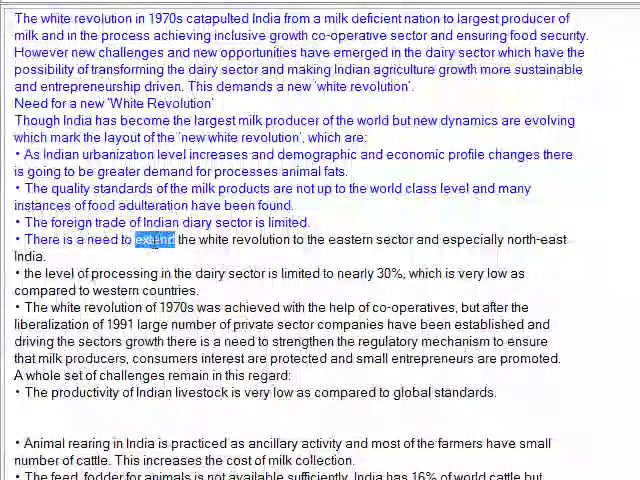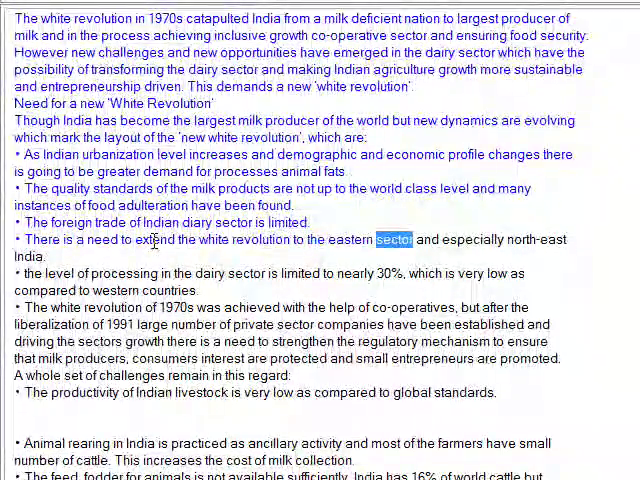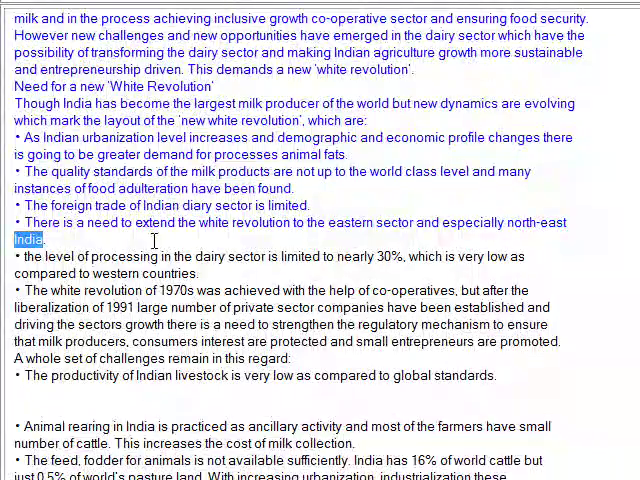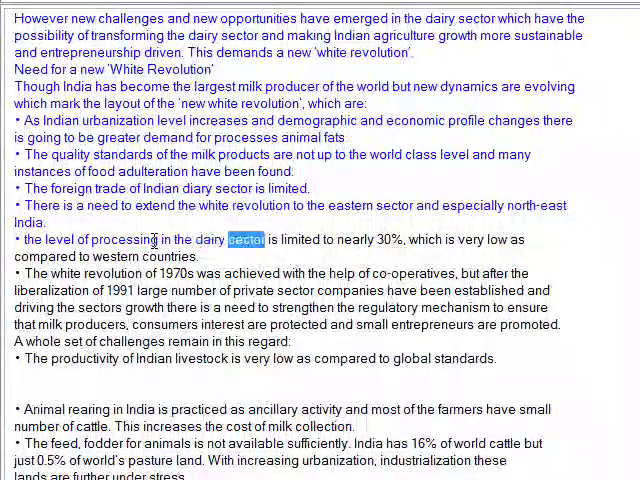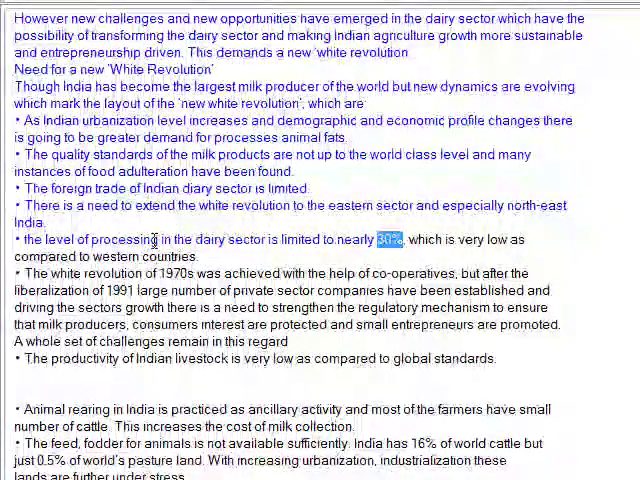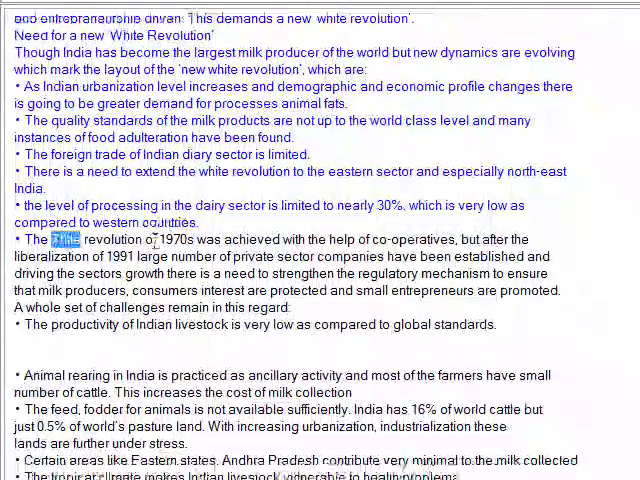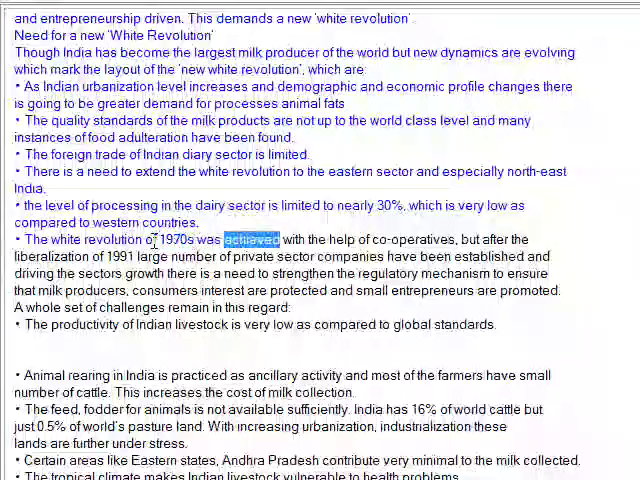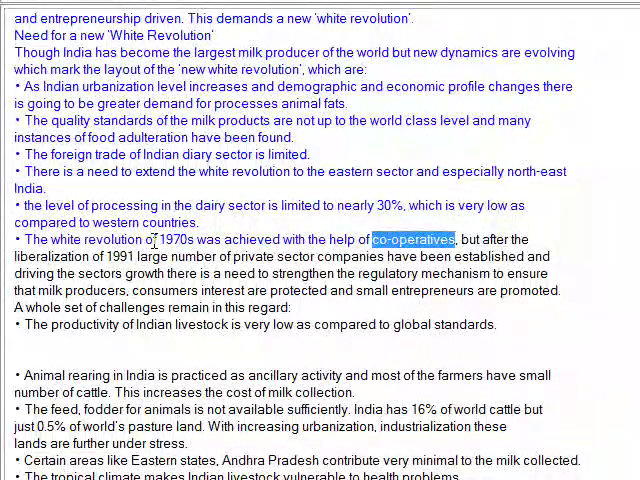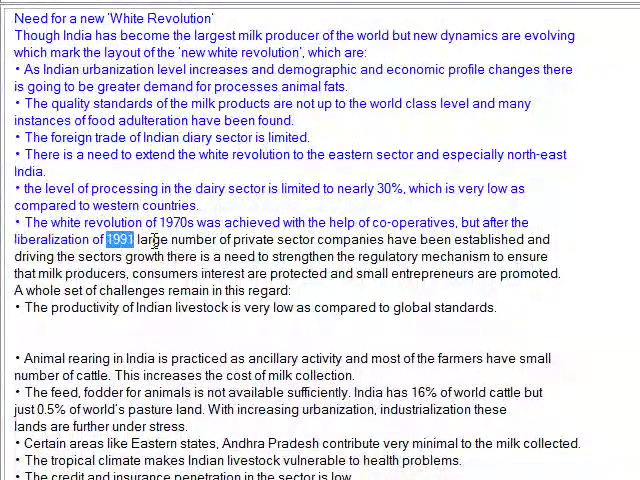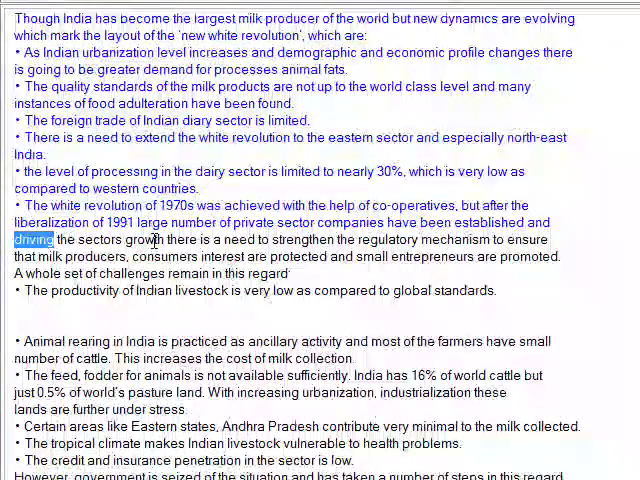There is a need to extend the white revolution to the eastern sector and especially northeast India. The level of processing in the dairy sector is limited to nearly 30%, which is very low as compared to Western countries. The white revolution of the 1970s was achieved with the help of cooperatives, but after the liberalization of 1991, a large number of private sector companies have been established and are driving the sector's growth.